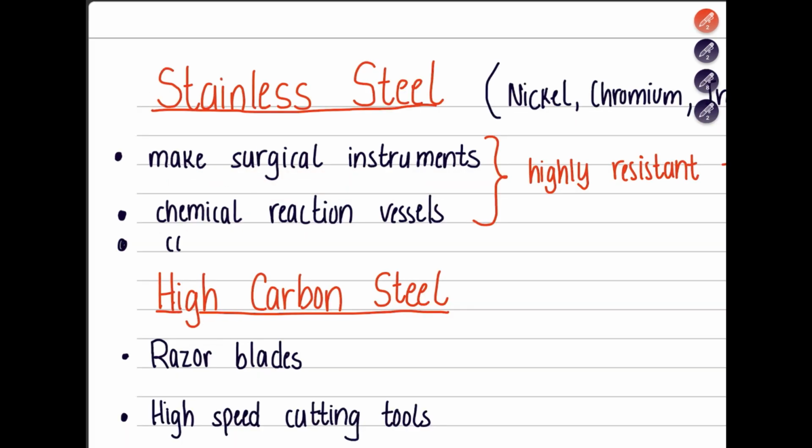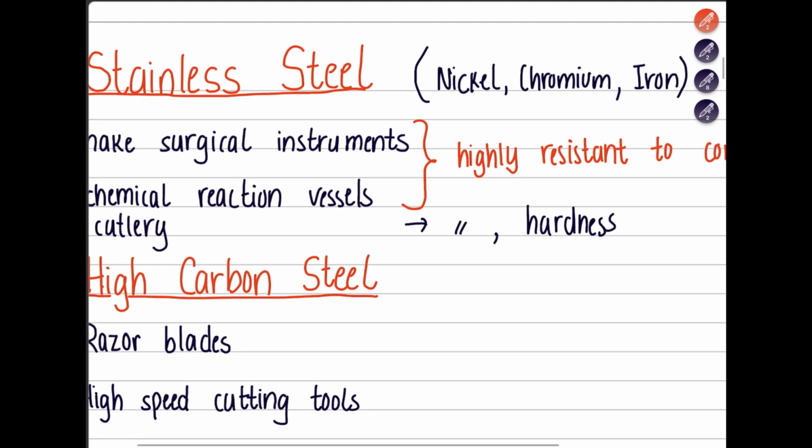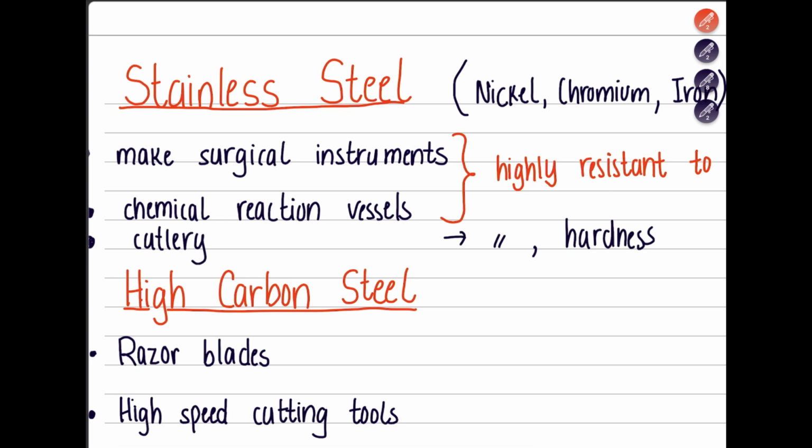Stainless steel is also used in cutlery. Why? Because of its hardness. They're used because of these properties: hardness and high resistance to corrosion. It's used to make cutlery, chemical reaction vessels, and surgical instruments.